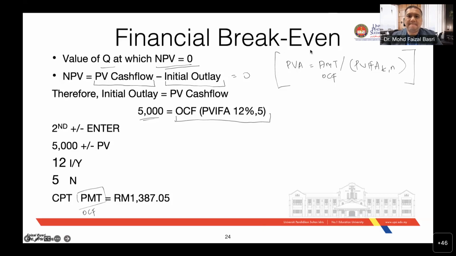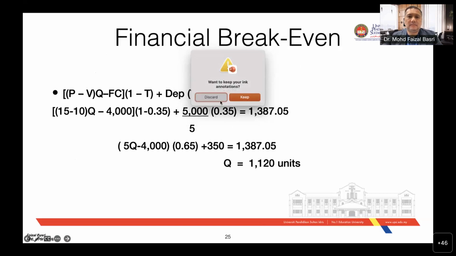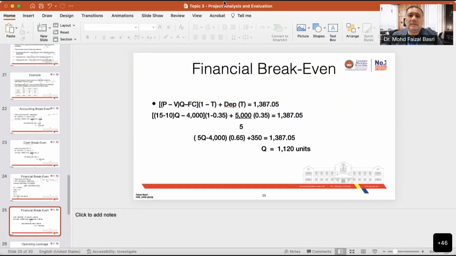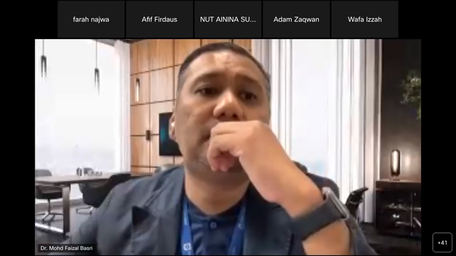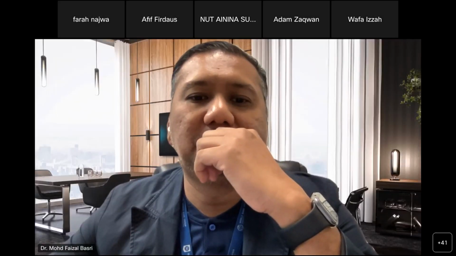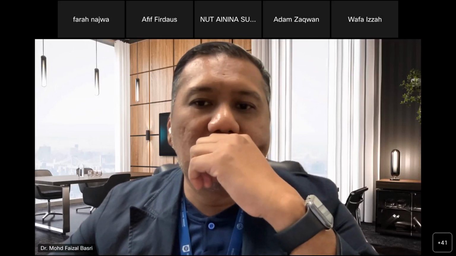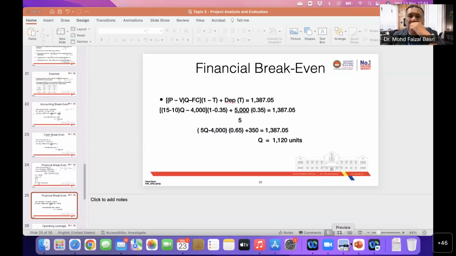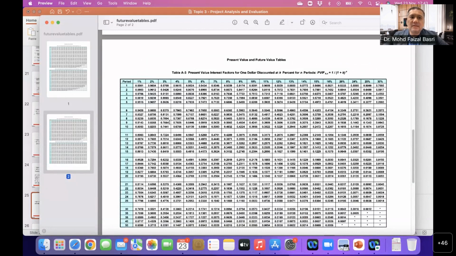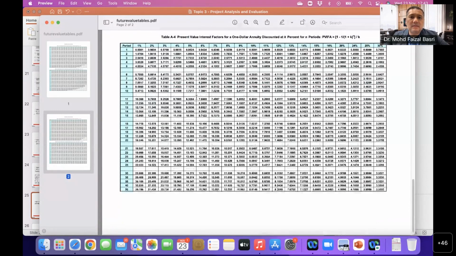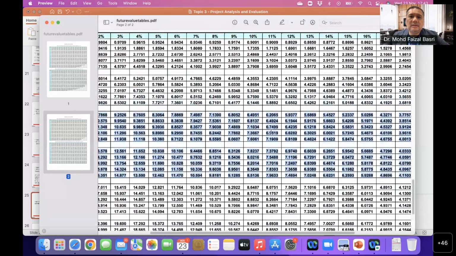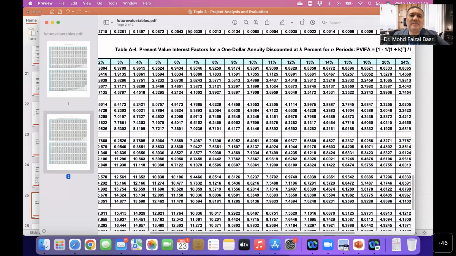Okay, bear with me 1 second. Okay. Let me share the table. You've seen this kind of table before, I guess. The present value table. So the table that interests us is actually the present value interest factor annuity, or PVIFA, I just mentioned earlier, kan, PVIFA.